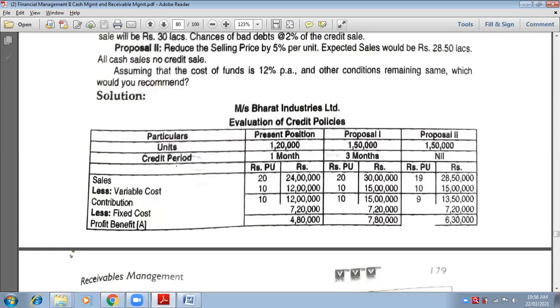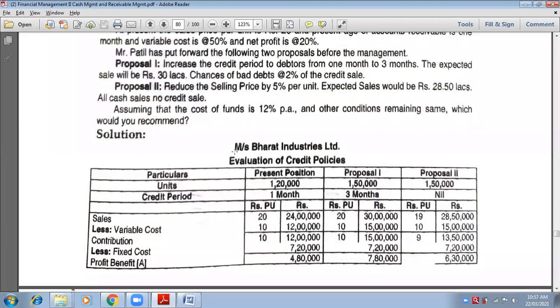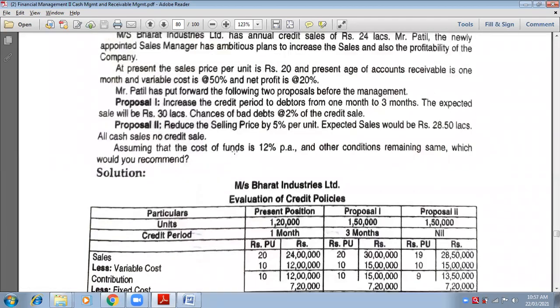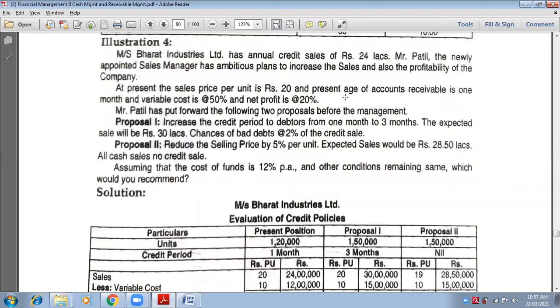Credit period. Come on, tell me, what is the credit period in the first case? See, at present, the selling price is 20 per unit and the present age of accounts receivable is 1 month. So what is the credit period in the present policy? 1 month. Write down 1 month. And in proposal 1, it is 3 months. Very good.